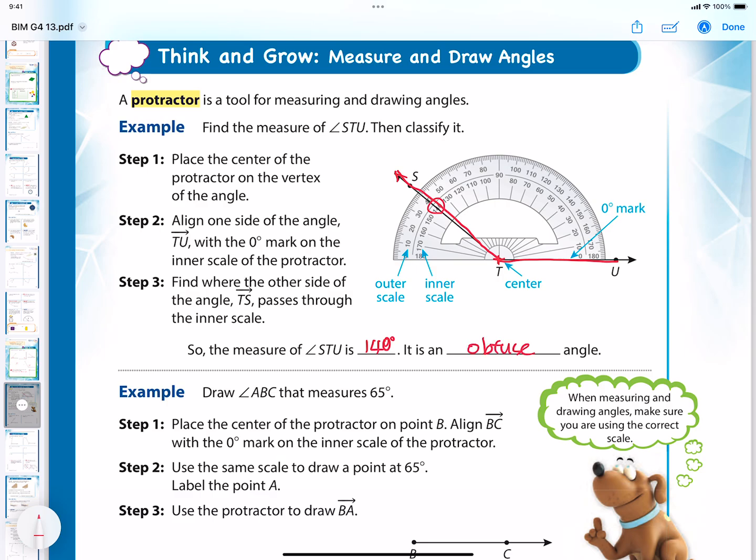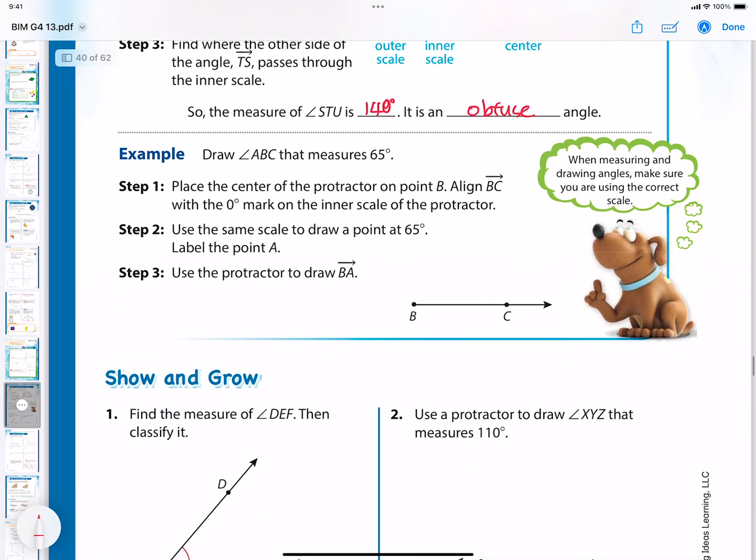All right, another example. Draw angle ABC that measures 65 degrees. And we have only rays B and C. So we need to draw what? Another ray, BA. Make sense? Because B is what? The vertex. So this is the ray, and we have to draw this here as what? A. Point A is supposed to be here. And it has to be 65.